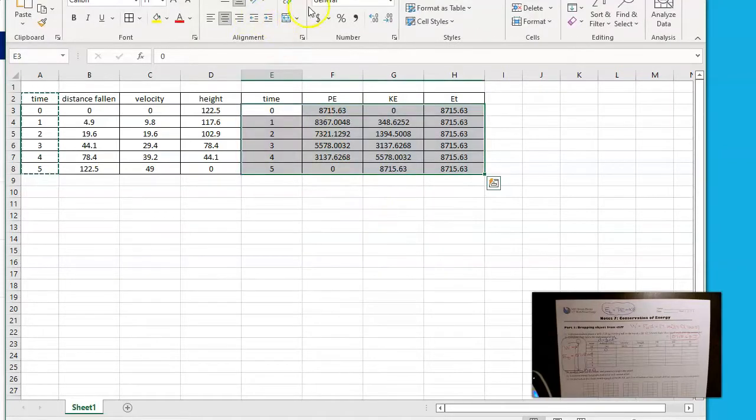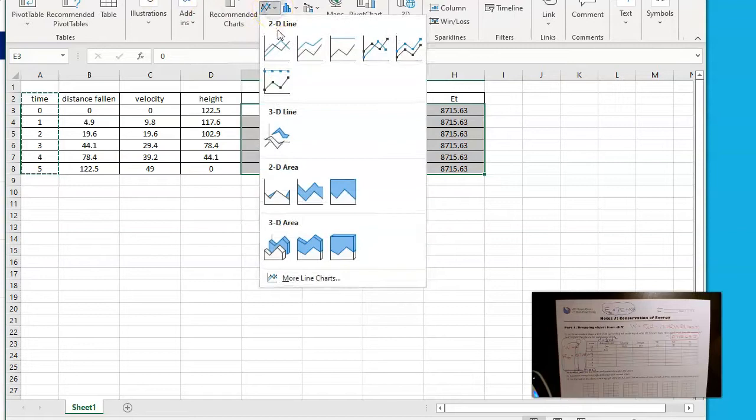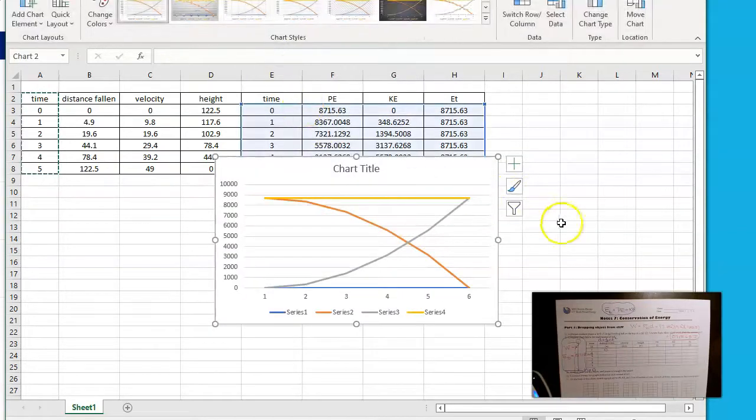Let me just try to pick a different graph here real quick. Insert, and see if I can get one that connects the lines. It might be a little bit easier to see right there. All right, so the question then is, when are the kinetic and potential energies equal to one another?